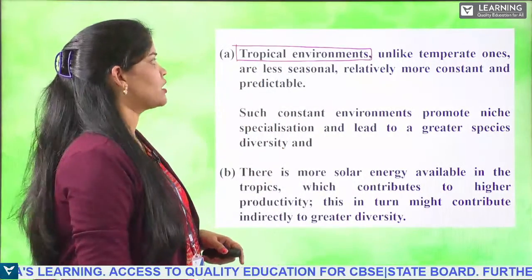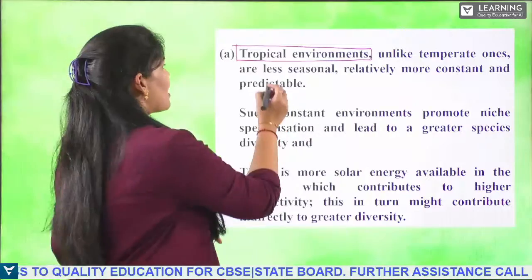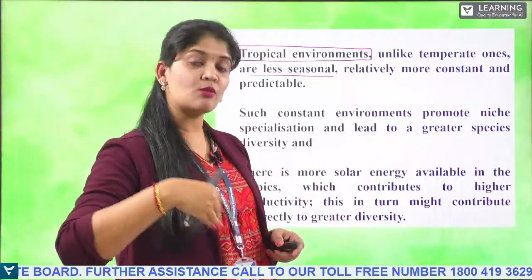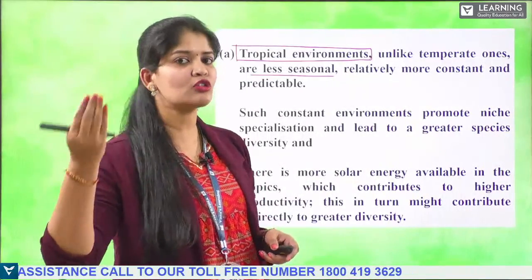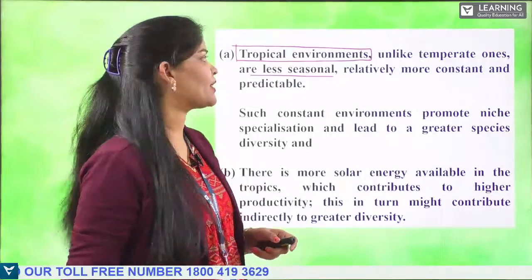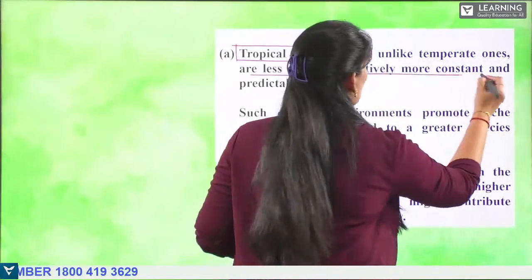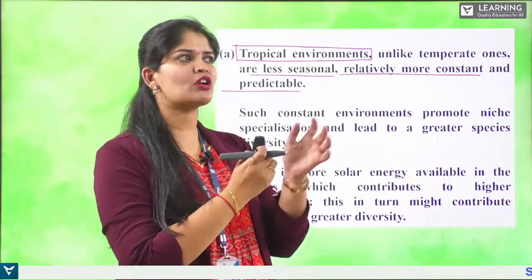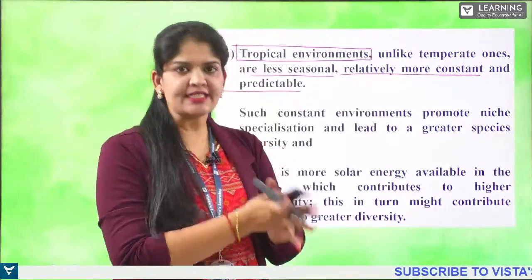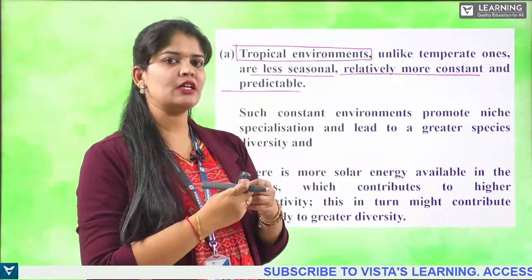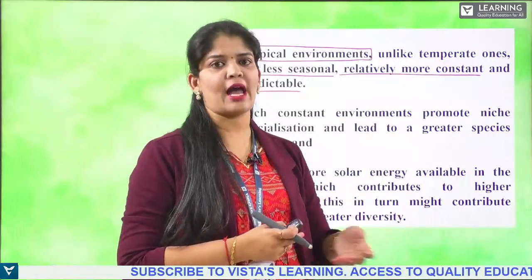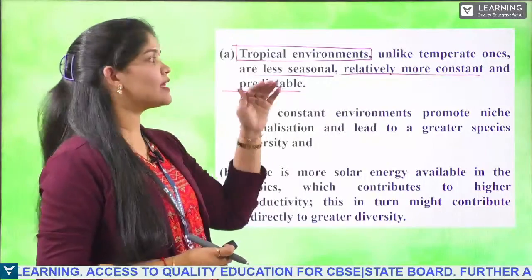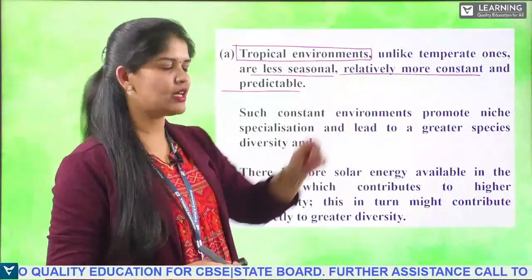Now, tropical environments, unlike temperate ones, are less seasonal. Less seasonal means fewer changes. Fewer changes means more stable, more constant. More constant means more species diversity. Relatively more constant and predictable. We can predict. The temperatures are more or less maintained constantly. Therefore, the species will be well adapted to the habitats, and therefore diversification is made possible in the case of tropical regions, and this will not happen in the case of temperate regions.